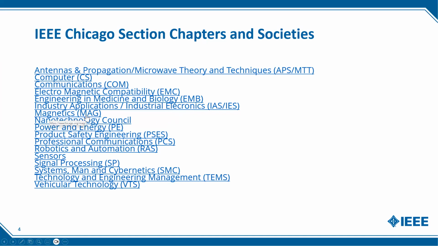We also have the Magnetics chapter. We have the Nanotechnology Council. We have Power and Energy. We have Product Safety Engineering. We have Professional Communications, Robotics and Automation, Sensors, Signal Processing, Systems, Man and Cybernetics, Technology and Engineering Management, as well as Vehicular Technology Society.